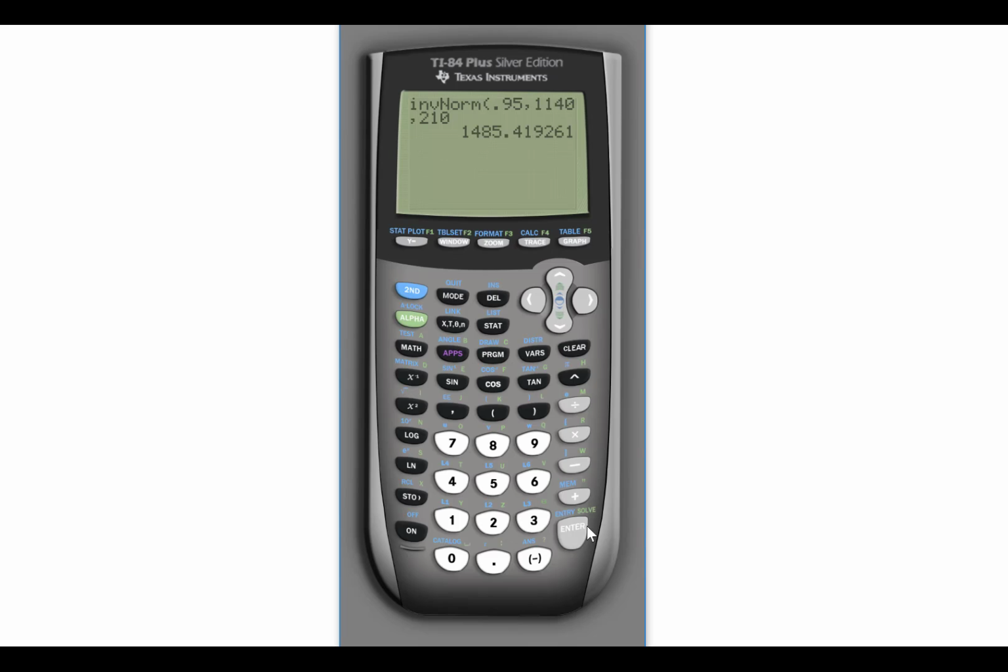And what it's doing is taking your z-score and then converting it to something relative to your mean and standard deviation that you provided. The one thing to make sure of whenever you're using inverse norm is that the probability given is an area to the left.